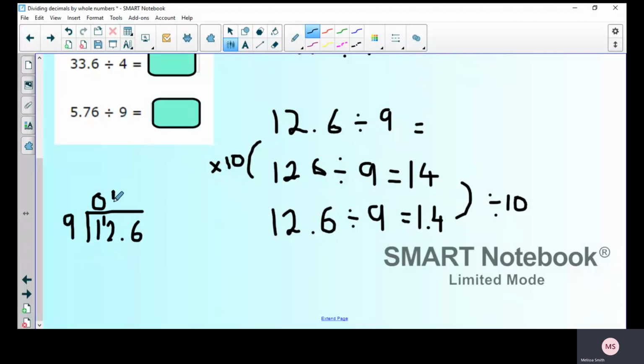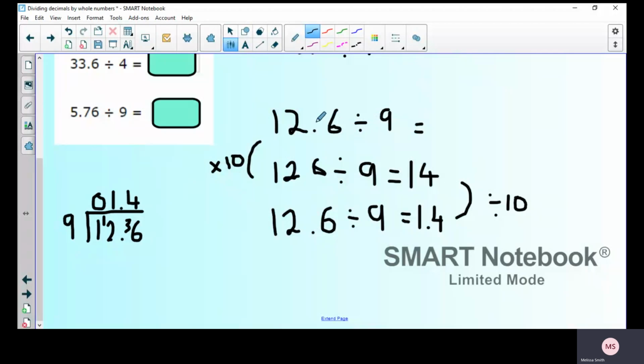That's once. Remembering my decimal point there in the answer. What is the remainder from 9 to 12? It goes in once. What's left over? 3. What's 36 divided by 9? How many times does 9 go into 36? And that's 4. So you've got those two methods that you can do there.